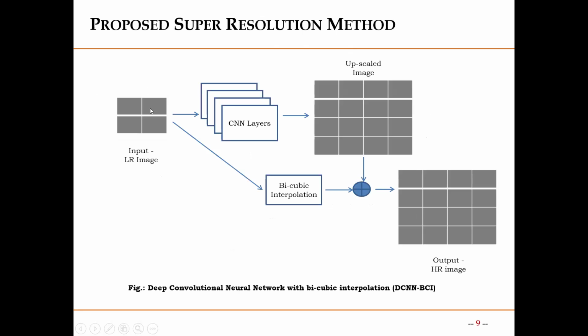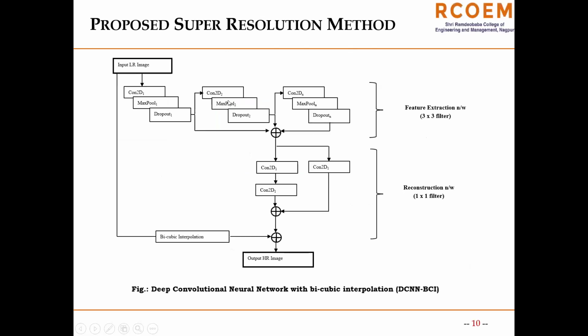This is our proposed method. Here our low resolution image is the input image. Then we apply the CNN layers, and after that we get the upscaled image, and we concatenate this upscaled image with the direct input of bicubic interpolation, and finally we get the output as a high resolution image.